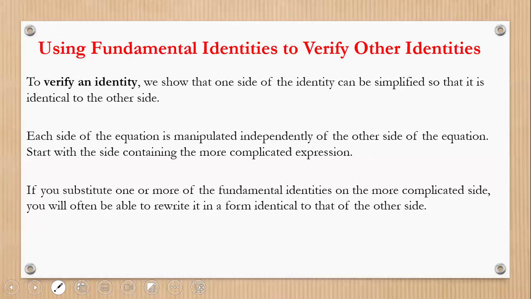So we are going to substitute one or more fundamental identities, usually on the complicated side. It doesn't matter which side you start. You can start on the right side or left side, but we always start with the complicated side, the side that has more functions in it, because it lets us have more functions to work on.